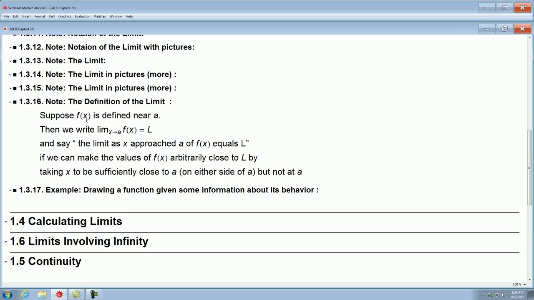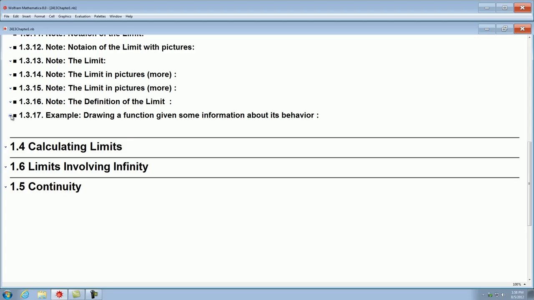It says, suppose a function is defined near a, then we write the limit as x approaches a of f of x equals L, and we say the limit as x approaches a of f of x equals L if we can make the values of f of x arbitrarily close to L by taking x to be sufficiently close to a on either side of a, but not at a. Okay, this is all just confusing. Just go off of what I was saying from the pictures above. I just wanted to put this in here to be complete as far as notes are concerned.